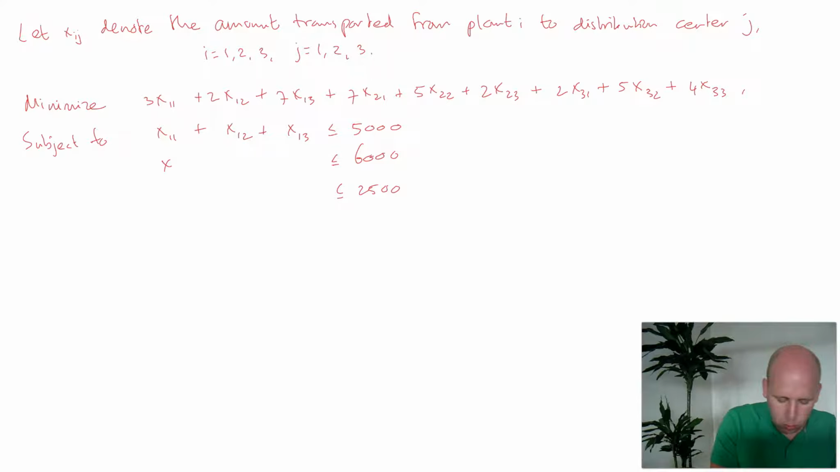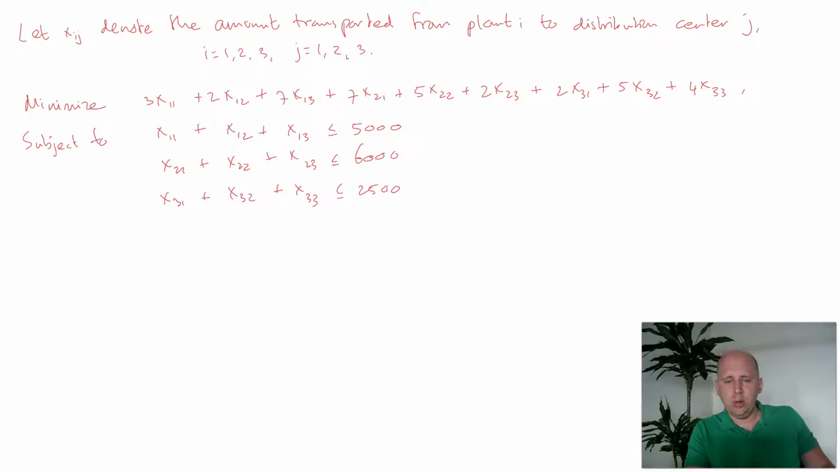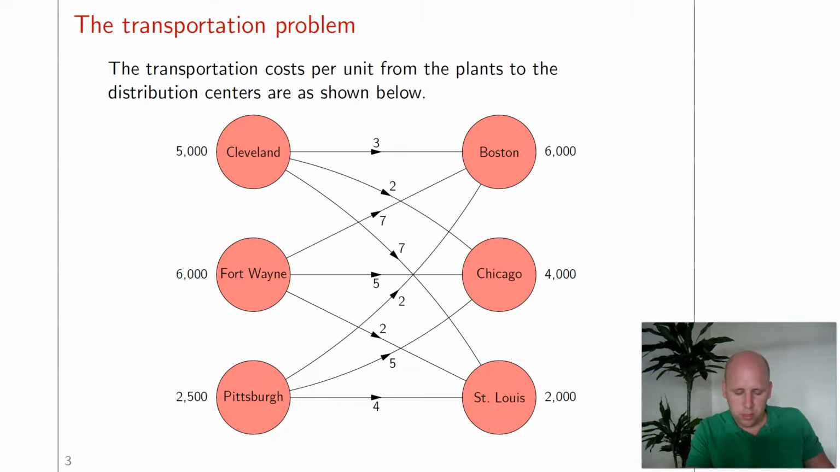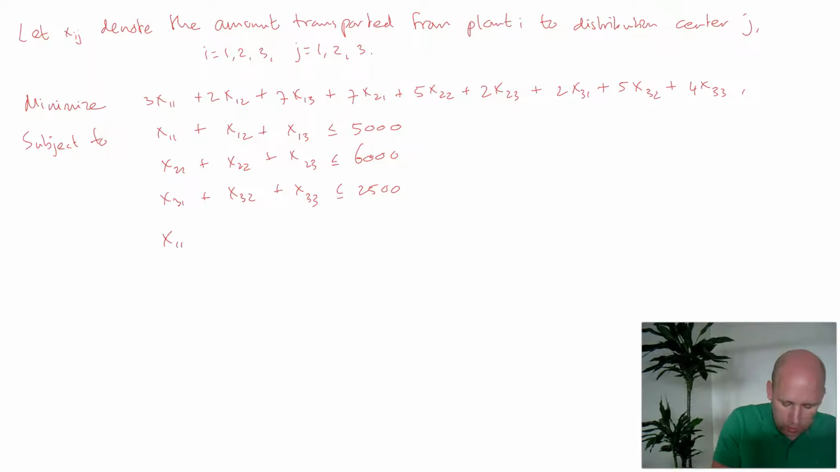So then we get X21 plus X22 plus X23, and we get X31 plus X32 plus X33. So this makes sure that we don't ship more from the plants than we have available. And we also need to meet the demands. So for instance, for Boston, we need 6,000 products. The amount that we ship to Boston is equal to X11 plus X21 plus X31. This is what comes from the first plant. This is what comes from the second plant. And this is what comes from the third plant.